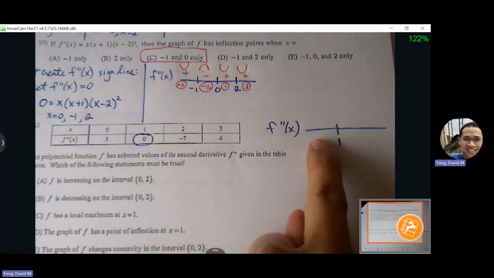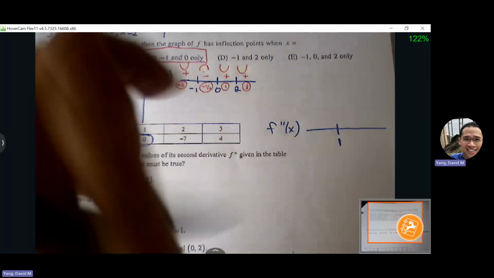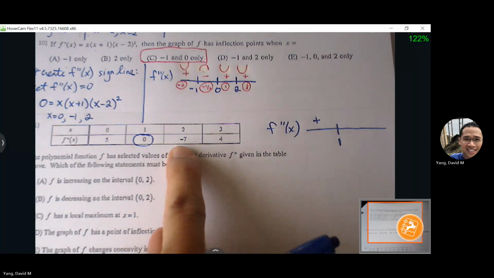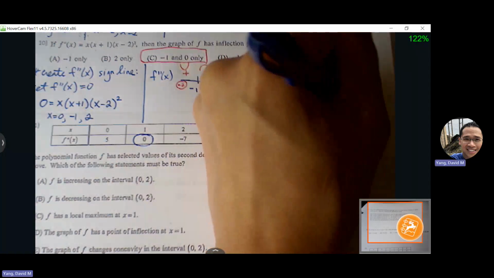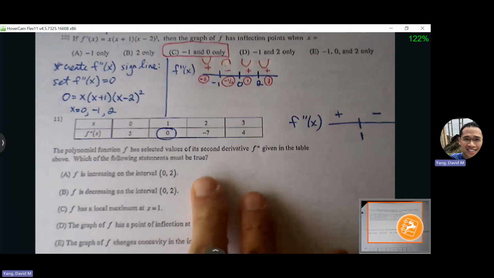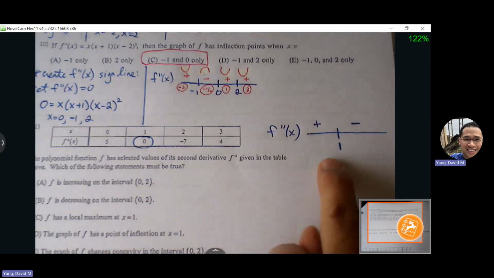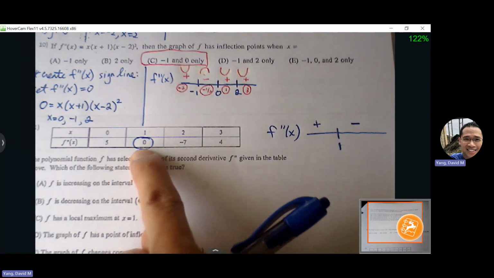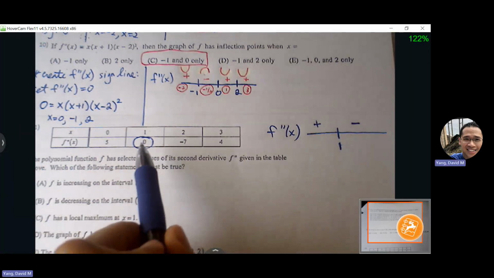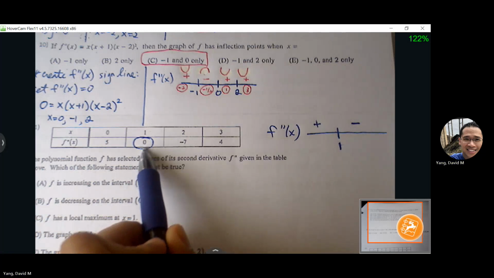What do you see to the left of 1? Positive or negative? Positive. Okay. What do you see to the right of 1? Negative. So what could be your conclusion? What could be happening at 1? Point of inflection. But the tricky part is, is it guaranteed that we're going to have a point of inflection at 1? Does the graph have to change signs at 1? It doesn't have to, right?